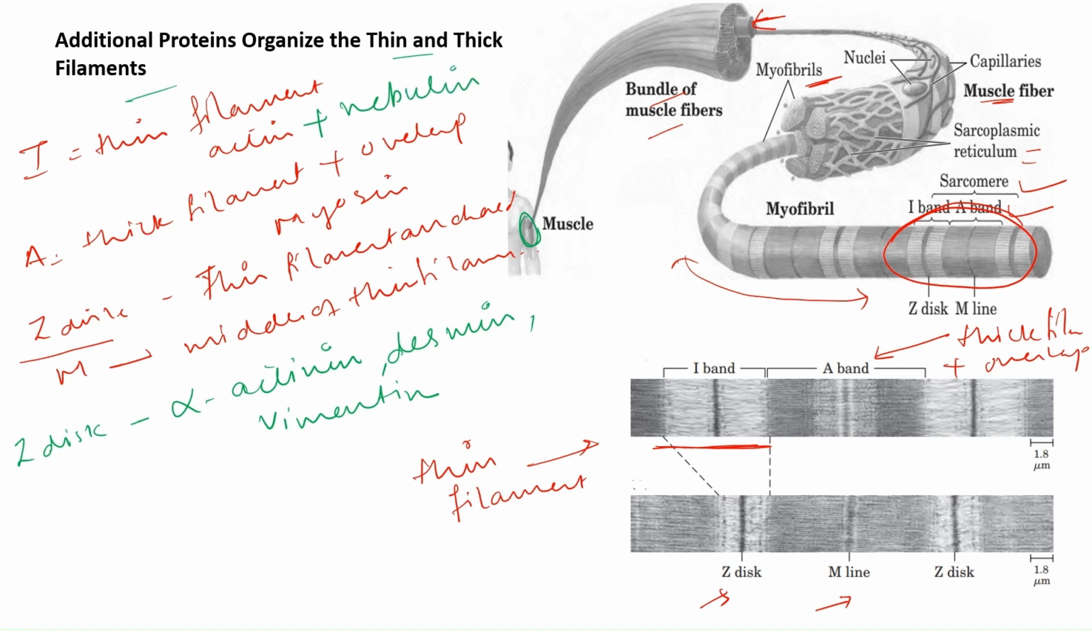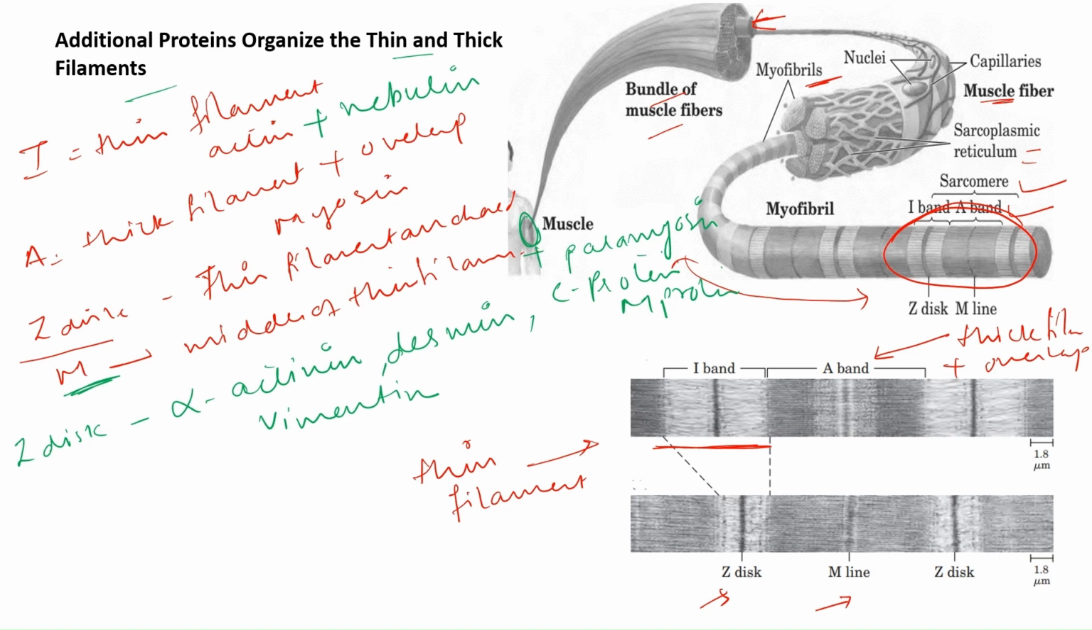M line, which is in the middle of thick filament, that means it should have myosin more, but along with myosin, it also contains paramyosin, C protein and M protein. These are in the M line.